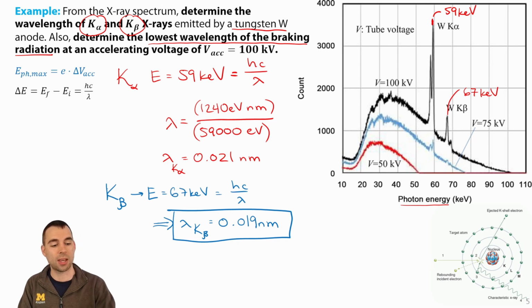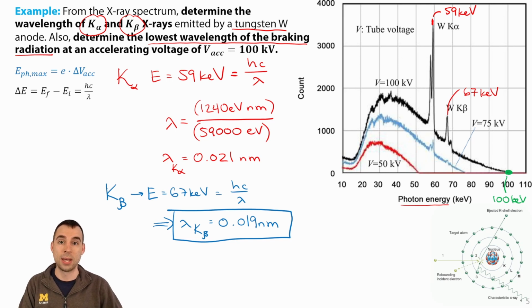And so if we take a look at the black graph, we can see our lobe-like shape has a maximum energy right around 100 kilo electron volts. That's the highest energy of the photon that is emitted as we try to generate X-rays.